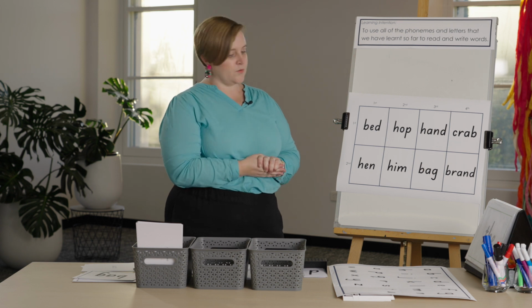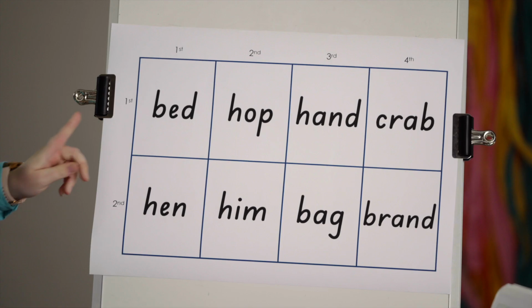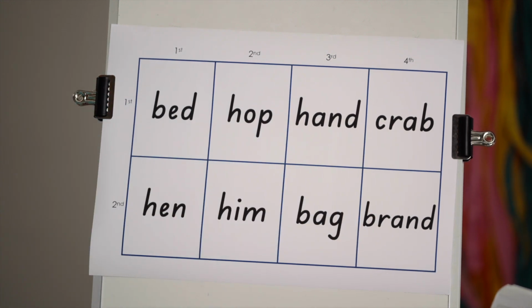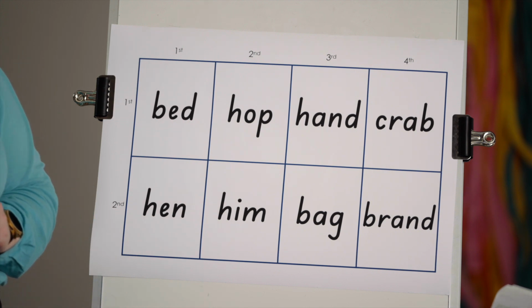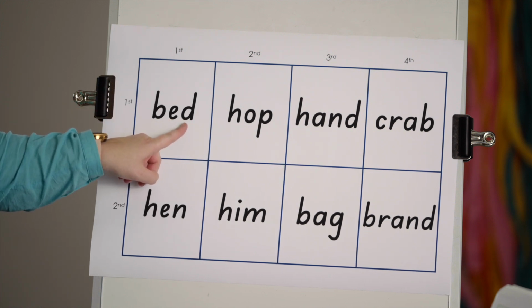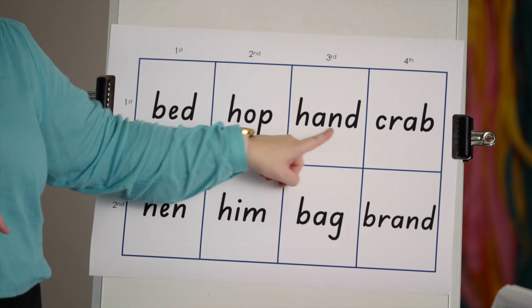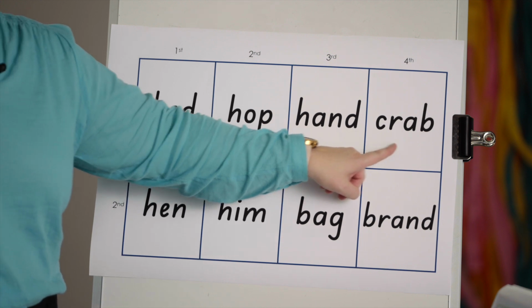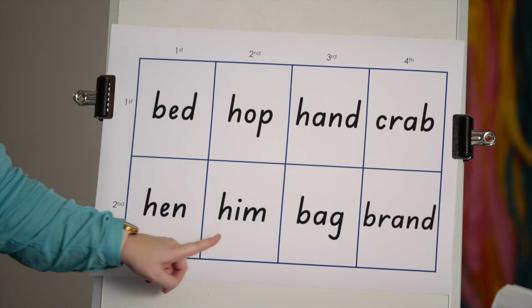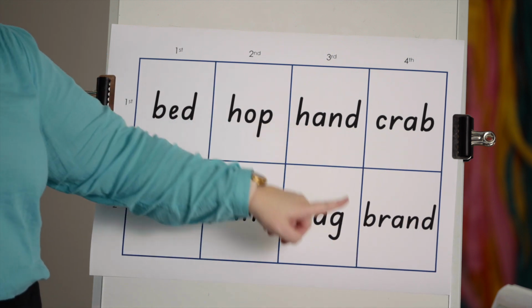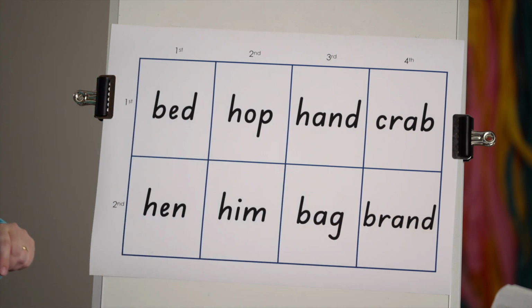I wonder if you can point to a word in our chart that ends with D. Can you see a word that ends with D? There might be more than one. Let's have a look. Bed. Bed ends with D. What about this word? Hand. That's right, it ends with D too, and I think there might be one more. Did you point to brand? Well done. Bed, hand, and brand all end with D.